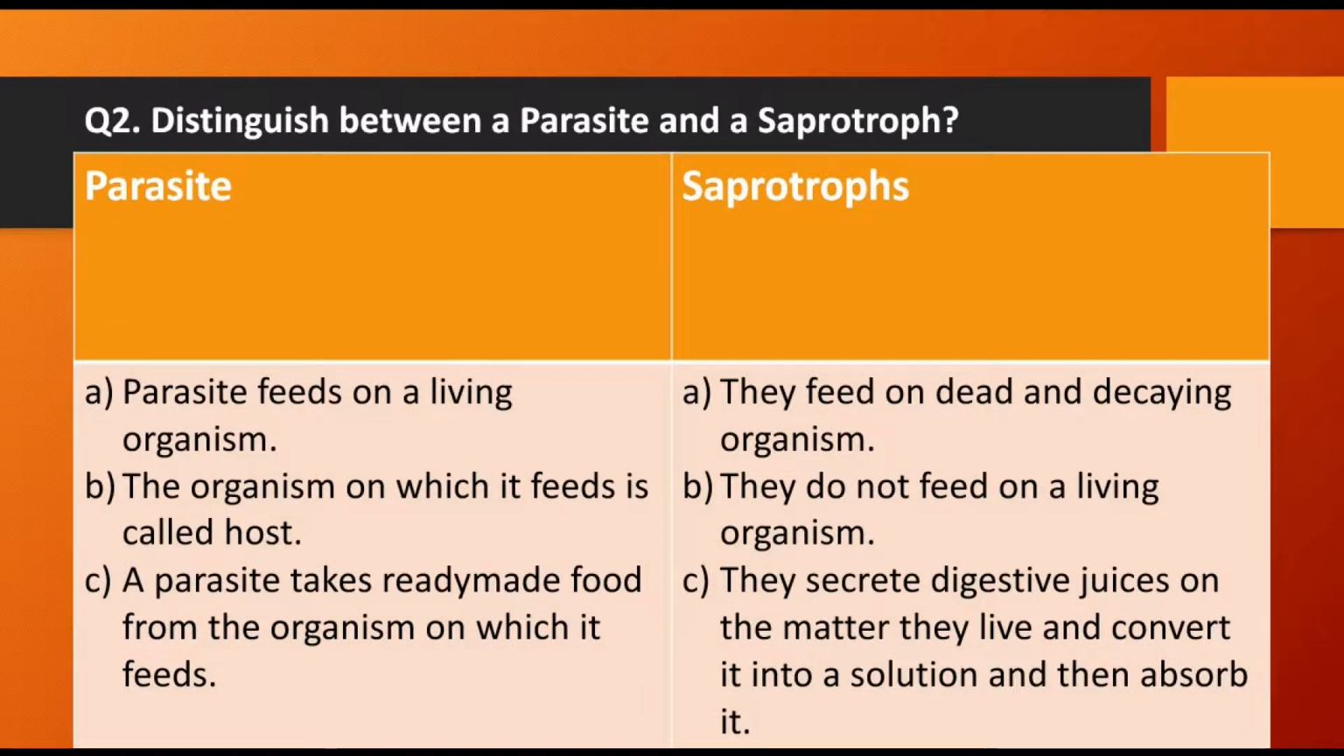Distinguish between a parasite and a saprotroph. Parasite feeds on a living organism. The organism on which it feeds is called host. A parasite takes ready-made food from the organism on which it feeds. Saprotrophs feed on dead and decaying organisms. They do not feed on a living organism. They secrete digestive juices on the matter, convert it into a solution and then absorb it.